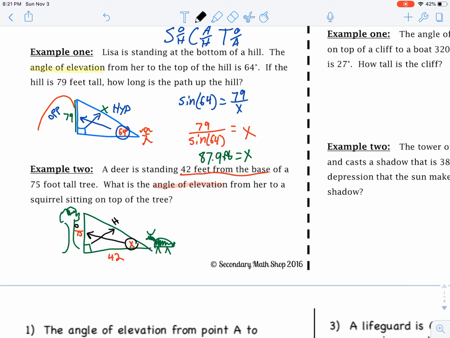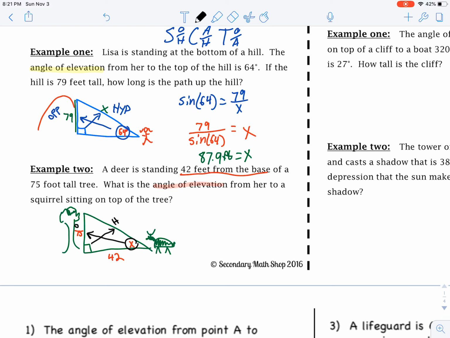So we write TAN, and our angle is x in this case, equals tangent TOA, opposite over hypotenuse, so whoops. I said opposite over hypotenuse. It's opposite over adjacent. 75 over 42. There we go.